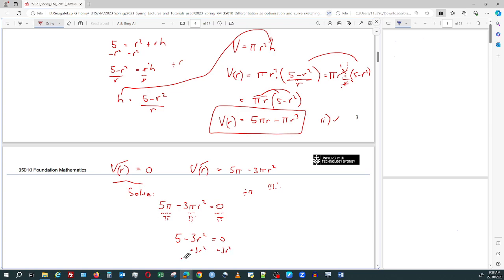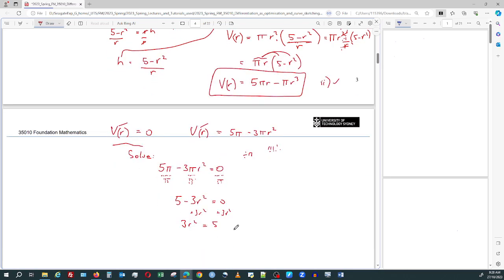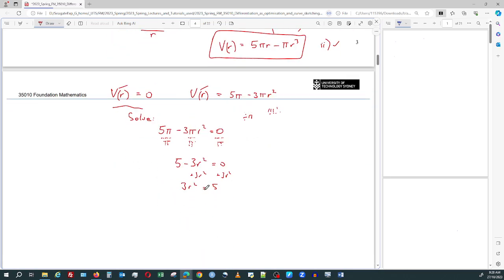And just for the fun of it, I'm going to put the r squared over here. Now, of course, what that means, I might just do that in another colour and just leave the pi's in. I want to show you something there. So if we divide through by 3 now, that's undo. We'll get r squared is equal to 5 on 3. Now, of course, we undo that. Undo, undo. And we'll get r is equal to plus or minus square root of 5 on 3.